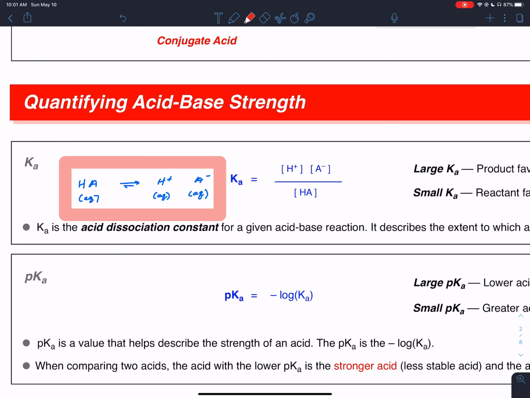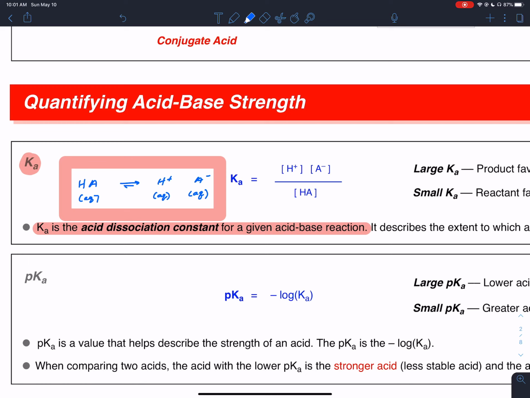Hi everyone, in this video we are going to be discussing Ka. Ka is the acid dissociation constant for a given acid-base reaction. We are going to consider having a generic acid here, HA, in an aqueous solution.